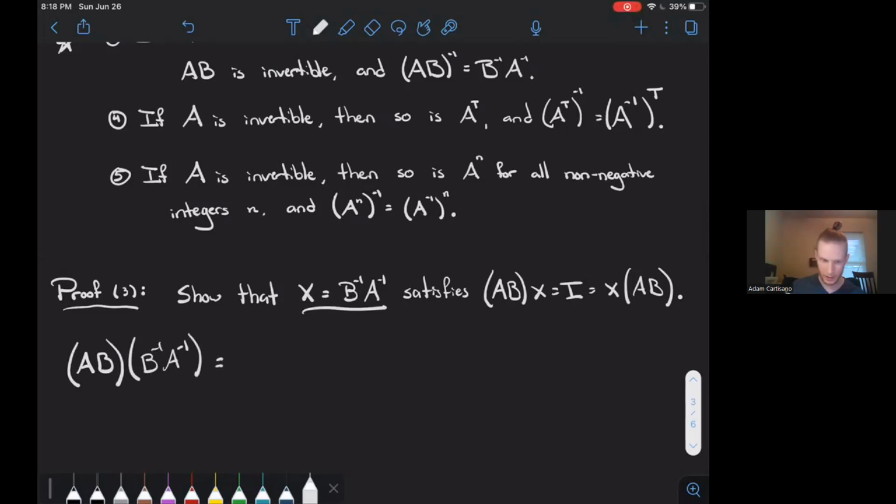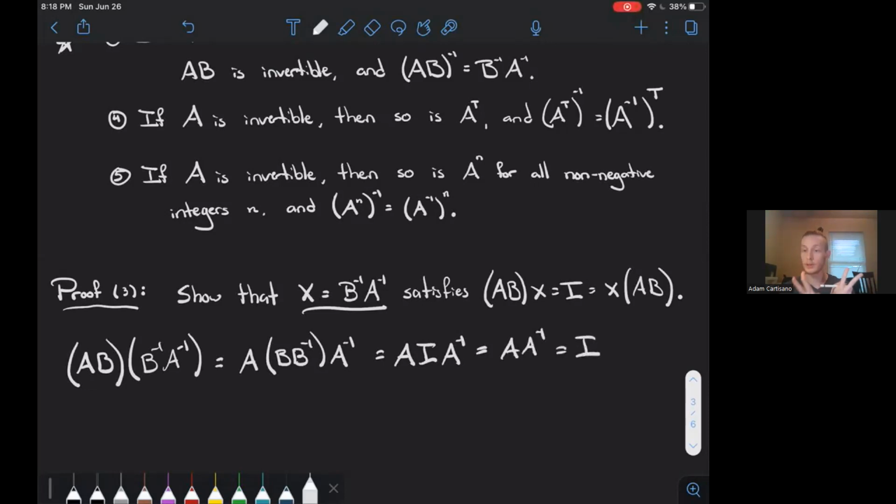Well, by associativity of matrices, this is A times B B inverse times A inverse, which is A times I times A inverse, which is just A A inverse, which is the identity. Okay, switch the order, do the same thing. The A inverses will cancel first, then the B inverses will cancel, back down to the identity, and we're done. Then B inverse A inverse satisfies the property of being an inverse for AB, which means that it's unique.